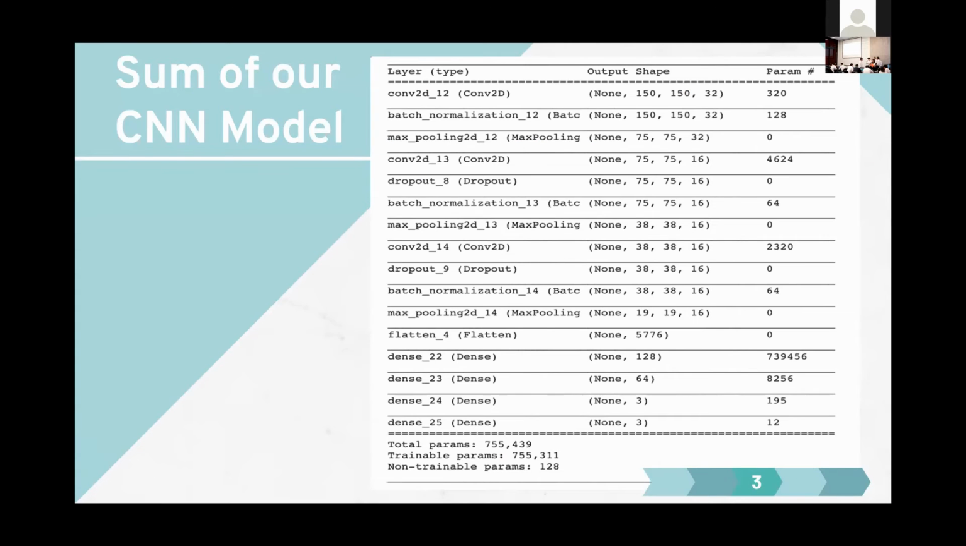This is our CNN model. You can see that we have about 17 layers with more than 700,000 parameters, both trainable and non-trainable ones.